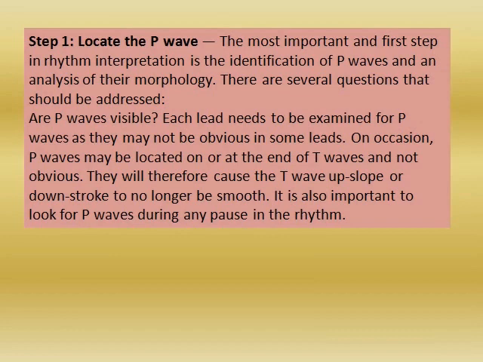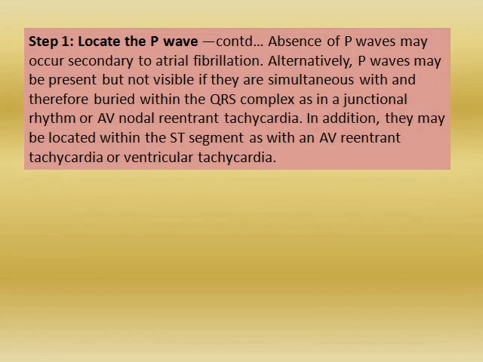Are P waves visible? Each lead needs to be examined for P waves, as they may not be obvious in some leads. On occasion, a P wave may be located on or at the end of a T wave and not very obvious. They will therefore cause the T wave upslope or downstroke to no longer be smooth. It is also important to look for P waves during any pause in the rhythm.